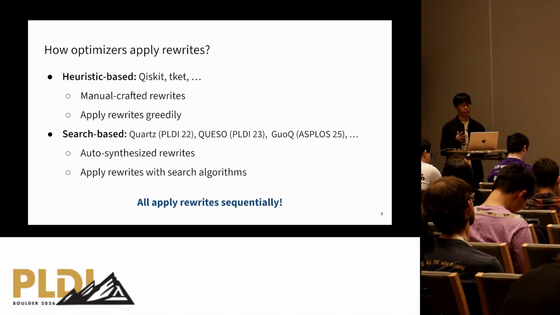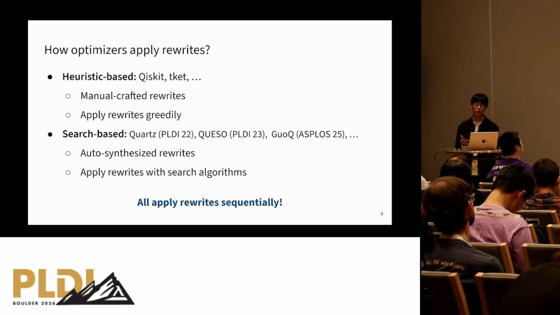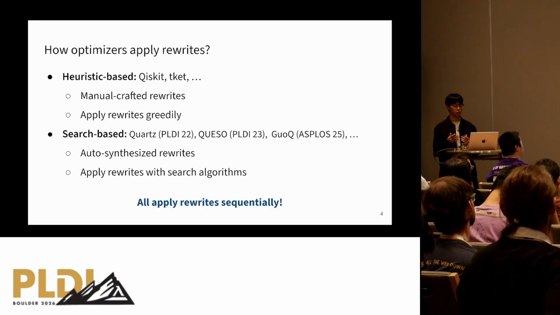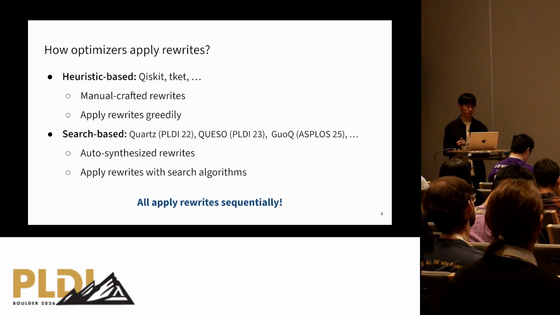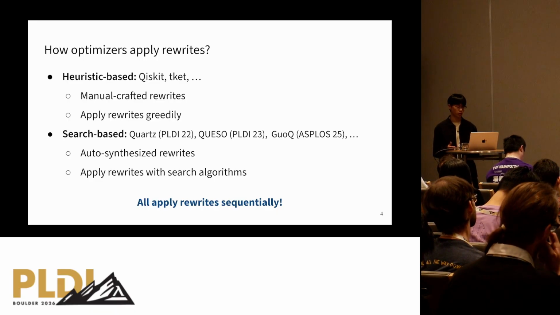The first is the heuristic-based industry-level quantum compilers, including Qiskit and TKET. They manually craft a carefully designed small set of rewrites, including tens or even hundreds of rewrites, and they apply those rewrites in an empirically designed rewrite sequence or a greedy algorithm.